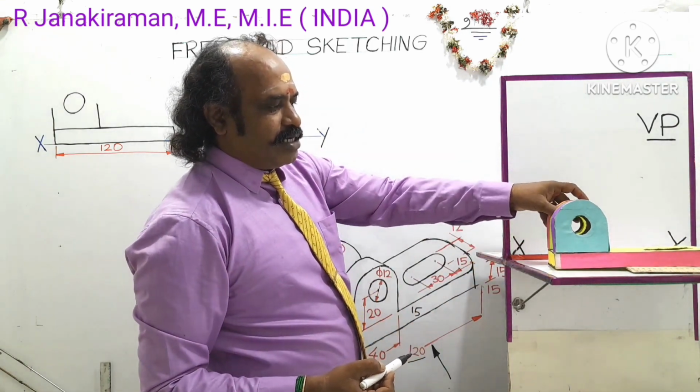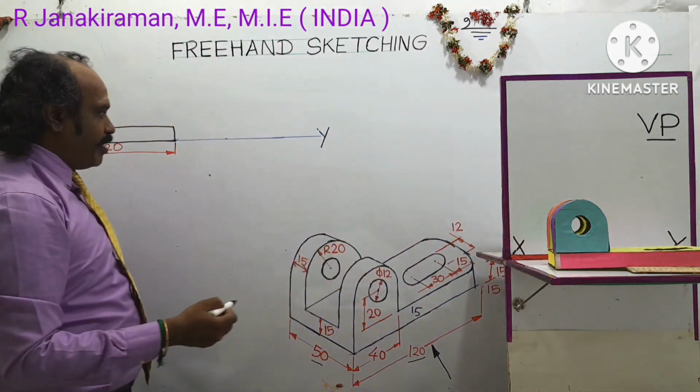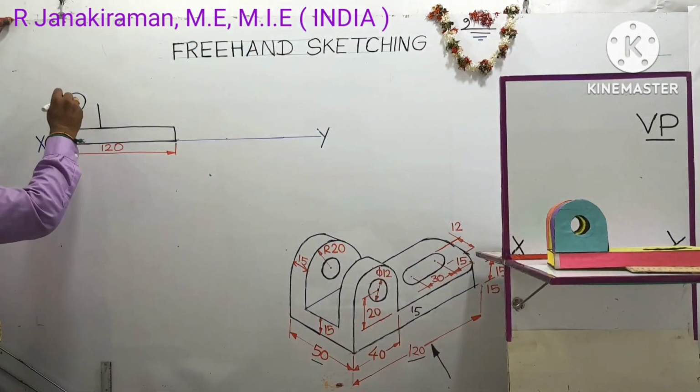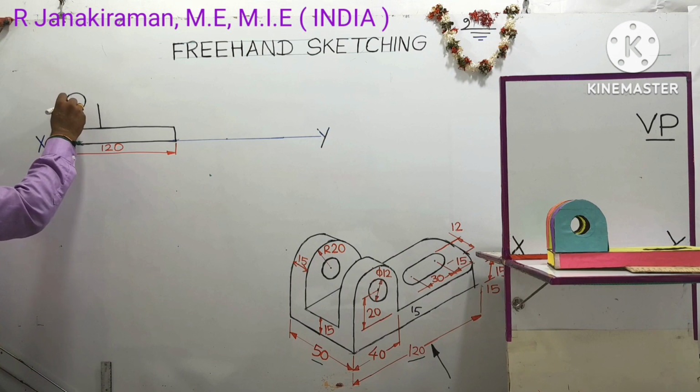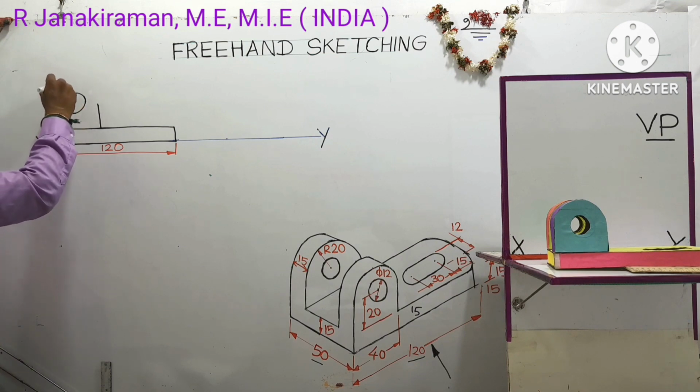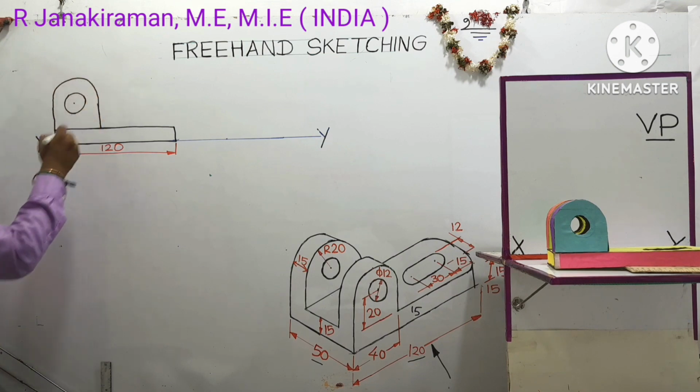So now I am drawing the sky blue color part. With the center of the small hole as reference, draw one arc of radius 120. By hand you can draw proportionately.